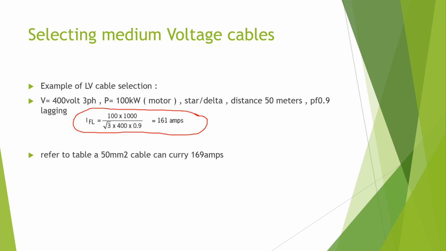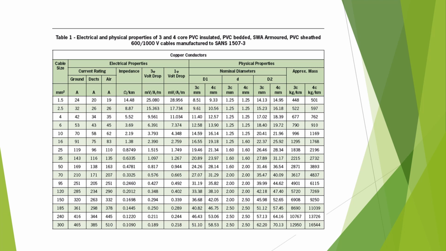Then we can refer to the table. A 52 square can carry 169 amps. Let's go check it. 50 square. That is that one, and we can see 163 amps. So the table is very handy to use. There is a lot of information on this table that's going to be used. The impedance, the three-phase and single-phase volt drop can also be done.